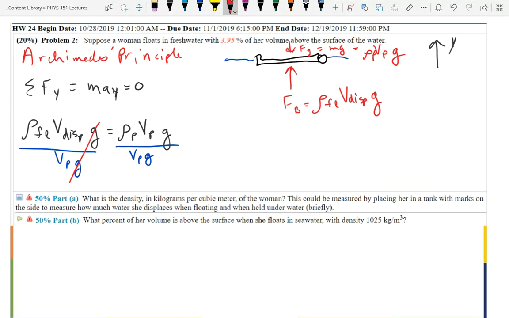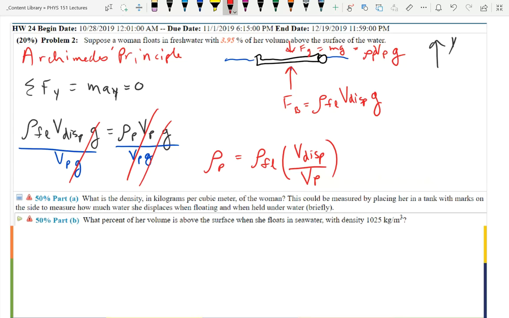And we see the g's cancel. And I have the density of the person is equal to the density of the fluid times the volume displaced divided by the volume of the person. This is all good physics.